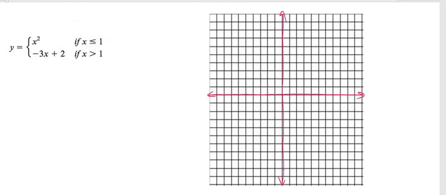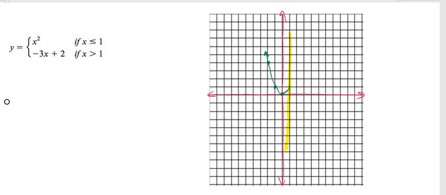This piecewise function, we're going to make sure that when x is less than or equal to 1, we're going to use x squared as our output. And when x is greater than 1, we're going to use negative 3x plus 2. Let me draw myself a little reminder that this is going to be the break. For values when x is less than or equal to 1, we're going to use x squared. We know how to graph that. That's simply a parabola. I'm going to sketch that in for now.